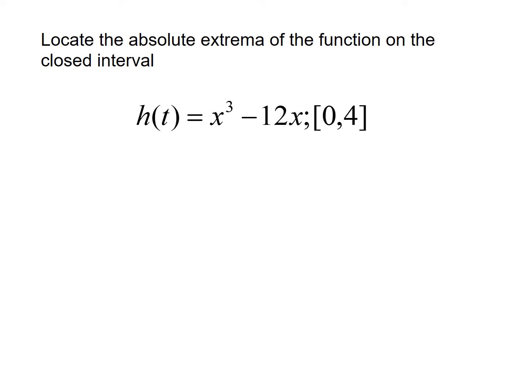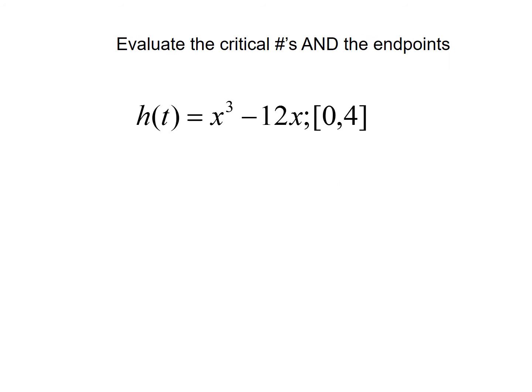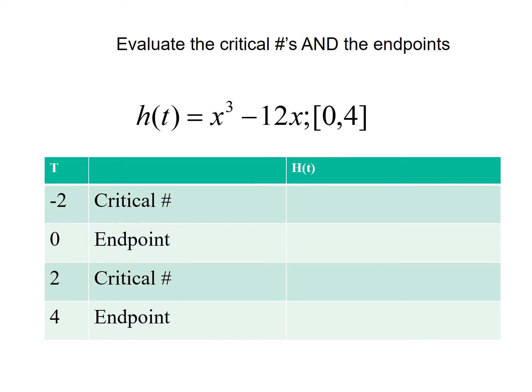Okay? So again, we have a closed interval. The first thing we do is find the derivative. Then we set the derivative equal to 0. And again, we make our table looking at our critical numbers and our endpoints. Once again, -2 is outside of the interval, so I don't have to worry about that one. And then I have to evaluate 0, 2, and 4.